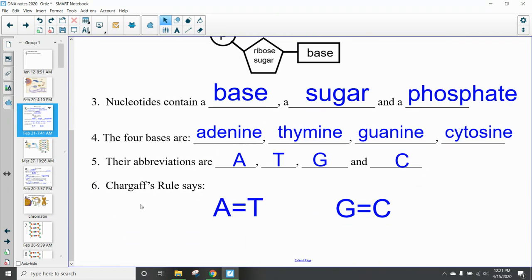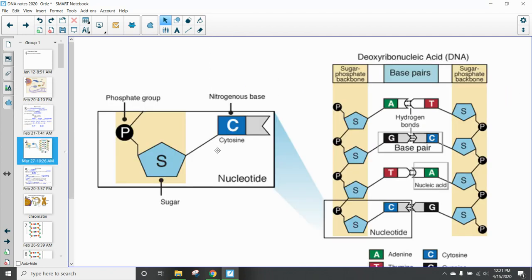It was a scientist that determined that adenine was always found in equal amounts to thymine, and guanine was always found in equal amounts to cytosine. So it led them to believe and understand that these nucleotides have to find the right base pair. So adenine binding with thymine and guanine binding with cytosine.